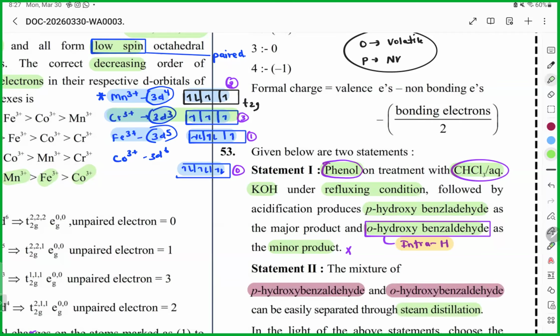Got it? Because in ortho you have intramolecular hydrogen bonding, and in para this is intermolecular hydrogen bonding.